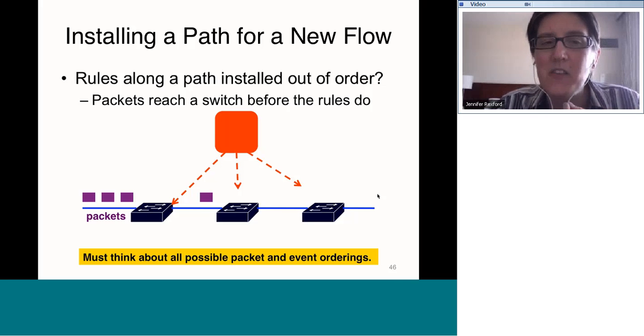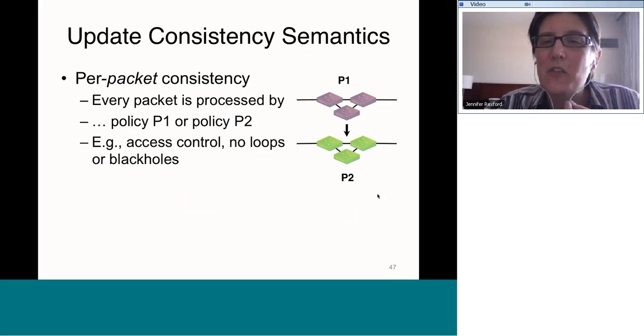So essentially what we want is a notion of consistency. One notion of consistency we have we call per packet consistency, which is that every packet is processed either in its entirety throughout its journey in the network by policy P1, the old policy, or through every hop in its journey by policy P2, not by any mixture of the two. And this is useful for guaranteeing things like access control policies are obeyed, that paths don't have loops or black holes.